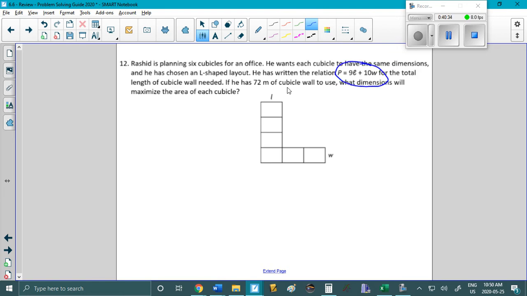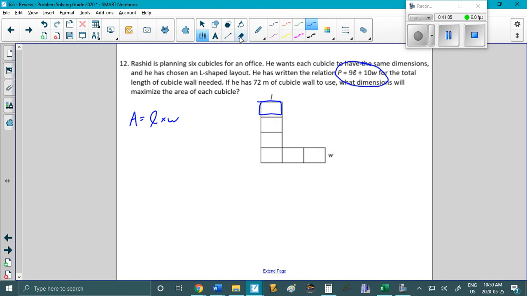All right, he has written the relation. This is the perimeter. He has 72 meters. What dimensions will maximize the area of each cubicle? Okay, so he's got 72 meters. Okay, so we want the area of each cubicle. Okay, so area of one cubicle is length times width. That's the equation that we're using here.